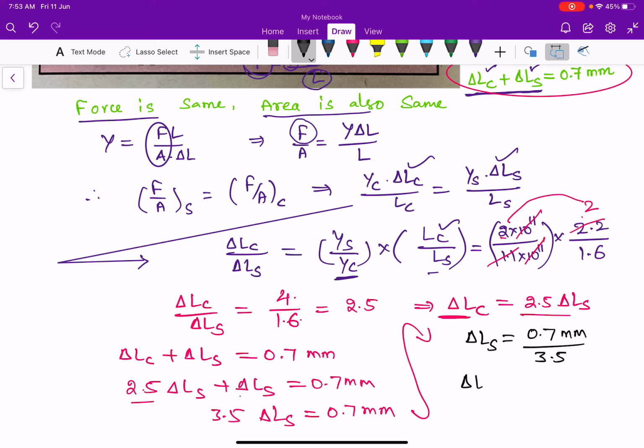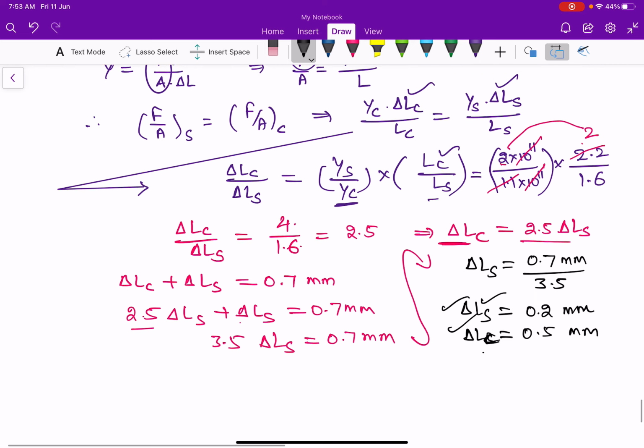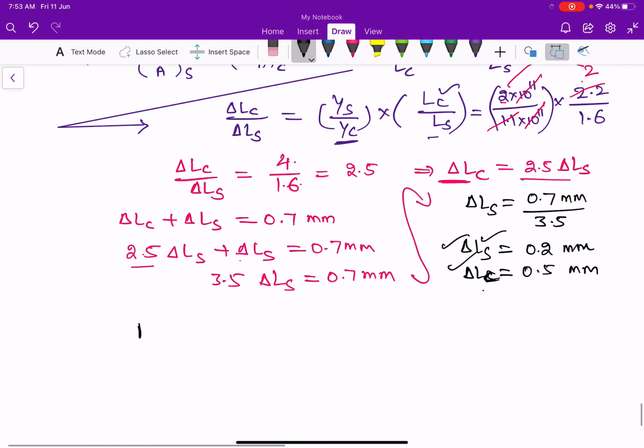Using a calculator, 0.7 divided by 3.5 is nothing but 0.2 mm. So ΔLS is equal to 0.2 mm. So ΔLC will become 0.5 mm, because by adding these two we should get 0.7. We got the ΔLS value and the ΔLC value, ΔLC is equal to 0.5. So now our aim is to find out the force applied.